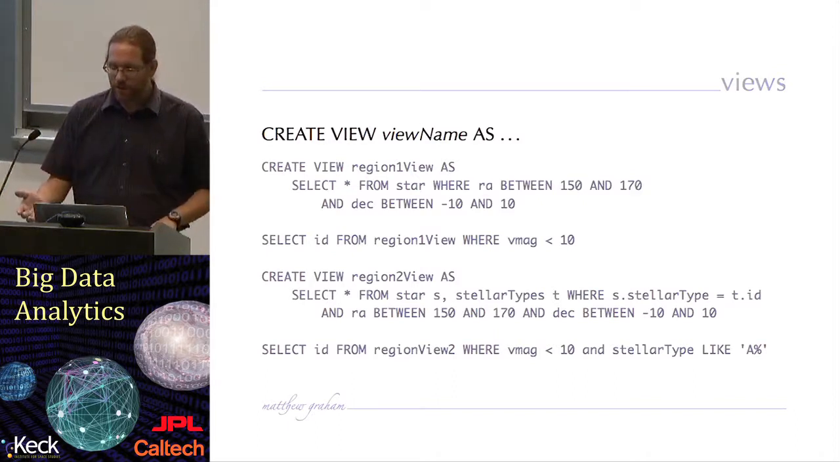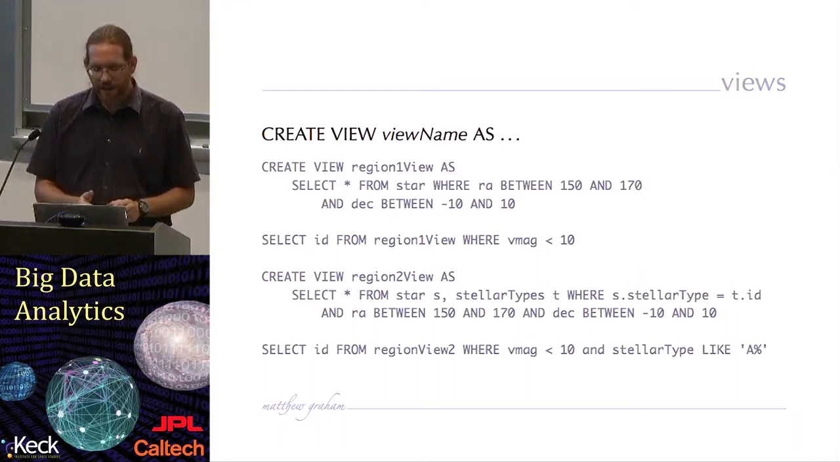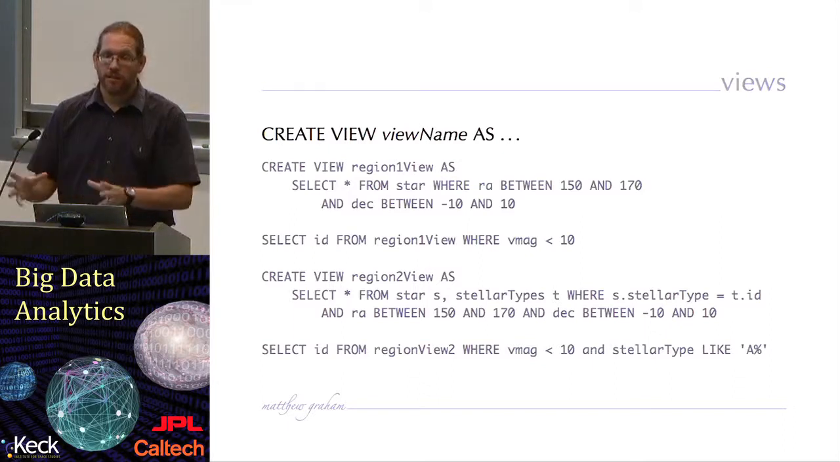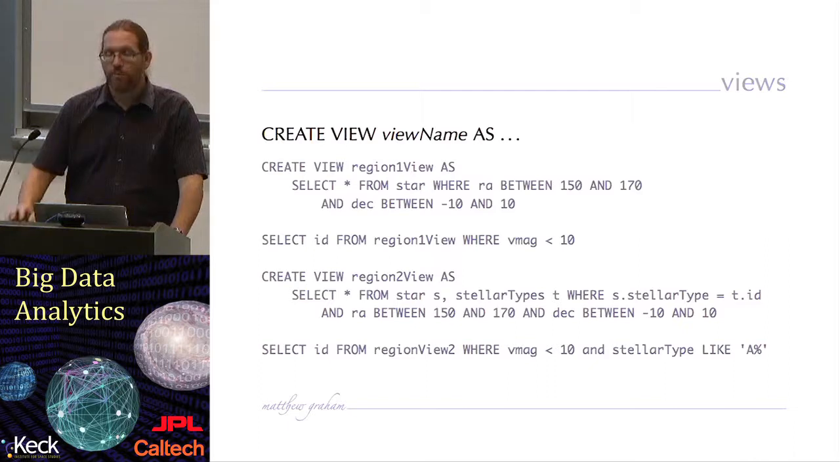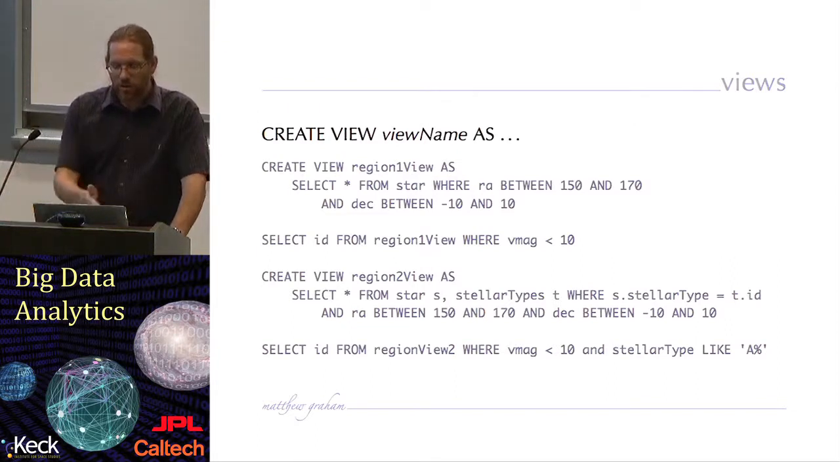So a view is very useful, and for that context, the syntax is create view and the view name as, and then you specify a select statement which defines the data that is associated with that view. So let's say there's a particular region of sky which I'm going to be using for a lot of operations, and I can define that as a view through select star from star, where I then define the positional constraints defining that region.